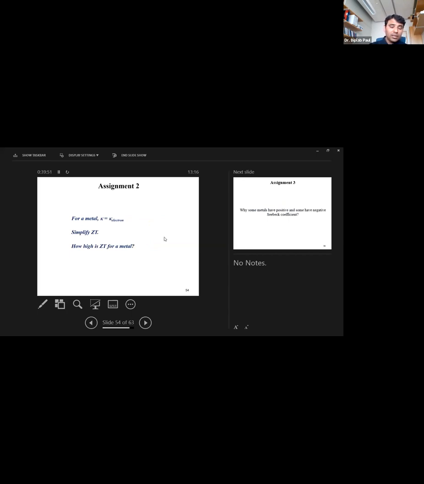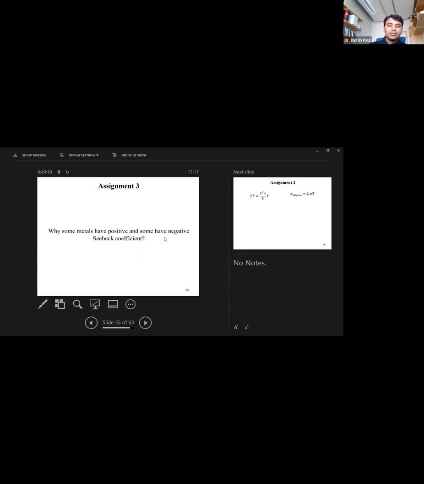Assignment 2, you try to understand what happens if there is no phonon contribution to thermal conductivity. There is only electronic contribution. So how can you express the zT value?